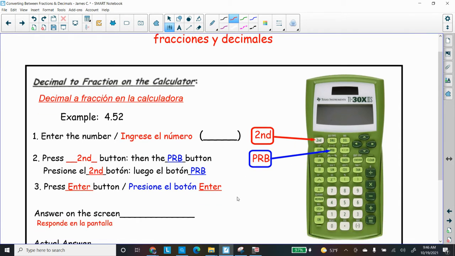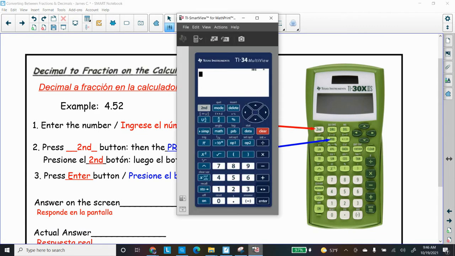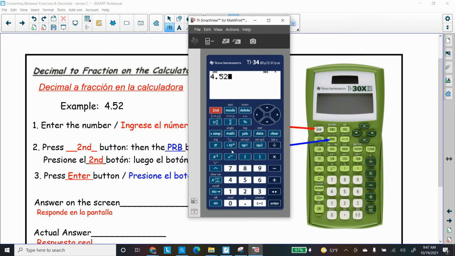So let's get our calculator and do what we said. Step one, type in your number, 4.52. Press second, and then PRB, which is located for me right there. You'll see the F_D, which is changing from fractions to decimal, back and forth. So we're going to use that button. Now we're going to press enter, and there's the magic.